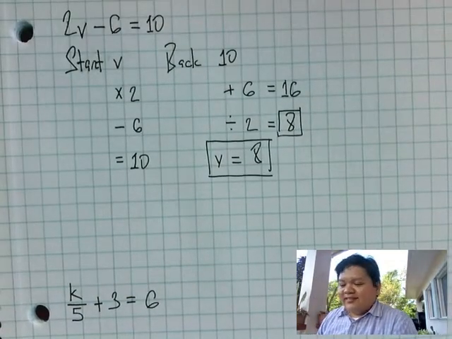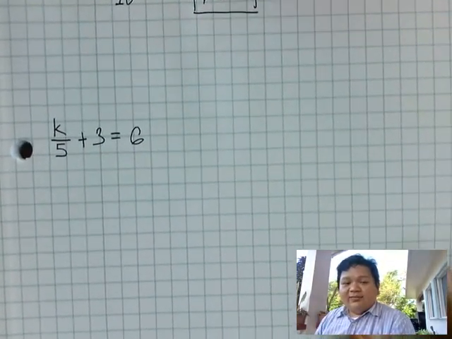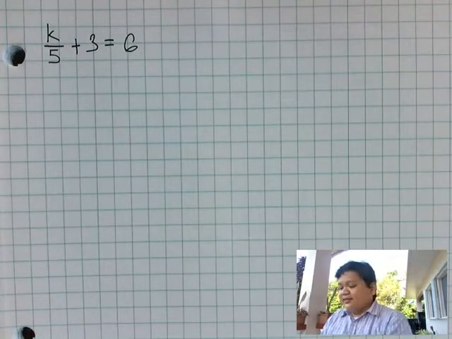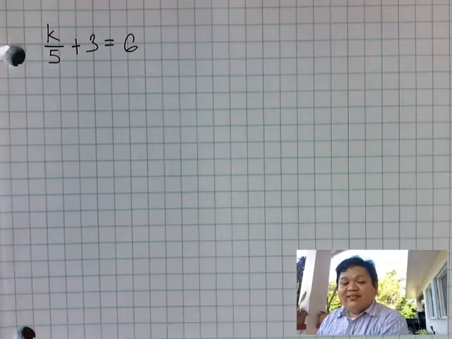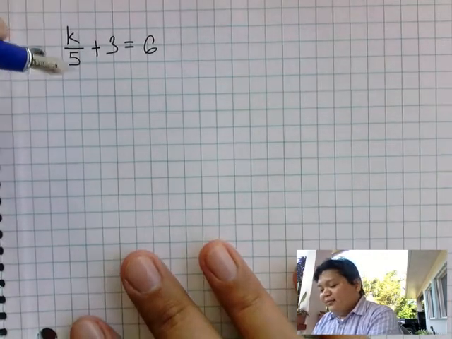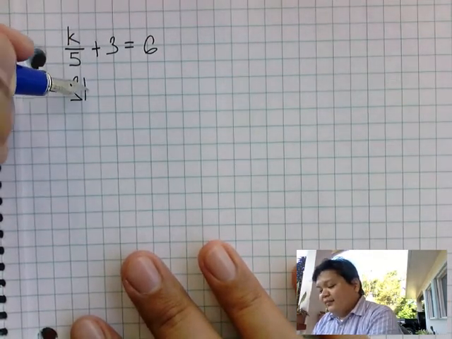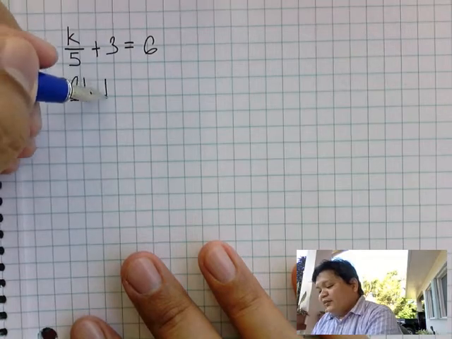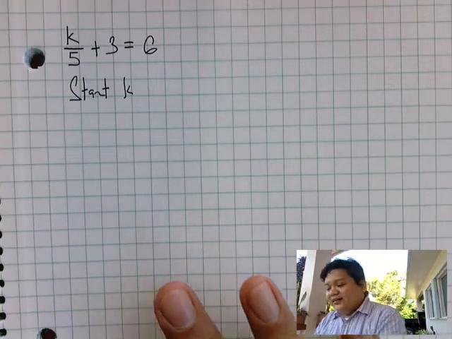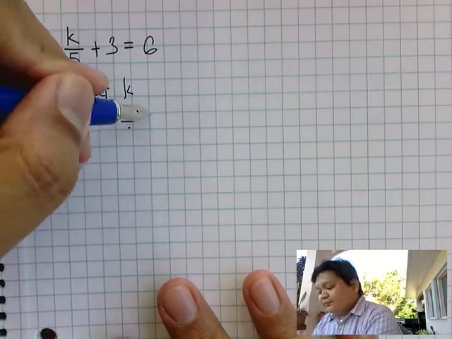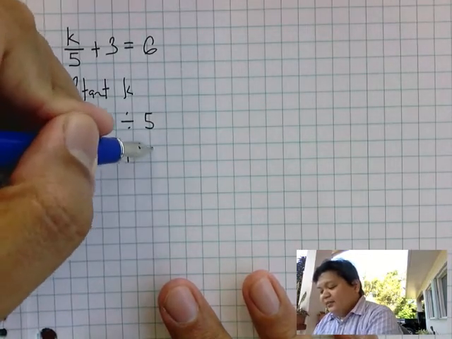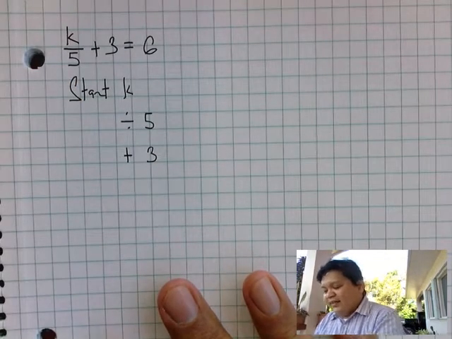Let's see another example of that. Let's go to this one. k over 5 plus 3 is equal to 6. Just a note, that fraction bar means to divide. If I were telling a story about this variable, k, it would probably sound something like this. Once upon a time, there was a variable called k. It got divided by 5. Then it was added to 3. The result of all this was it became 6.